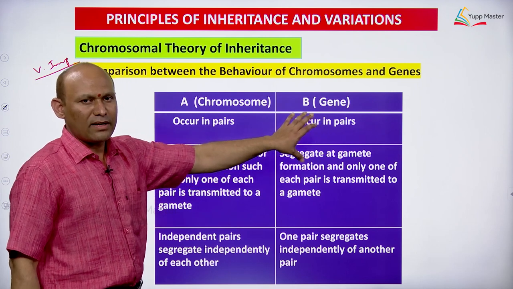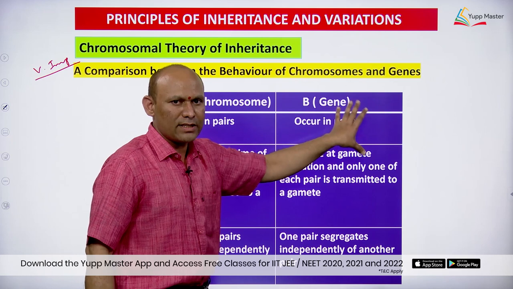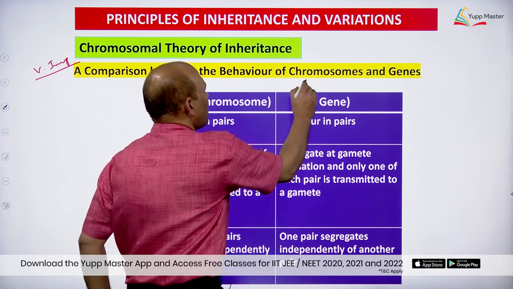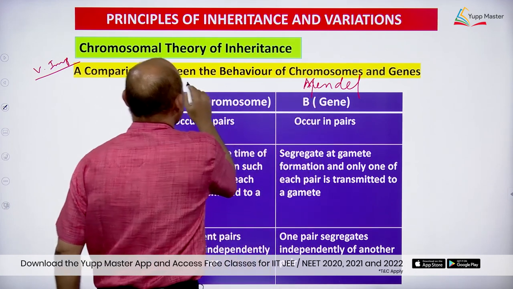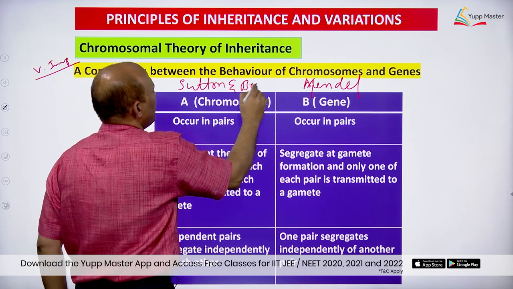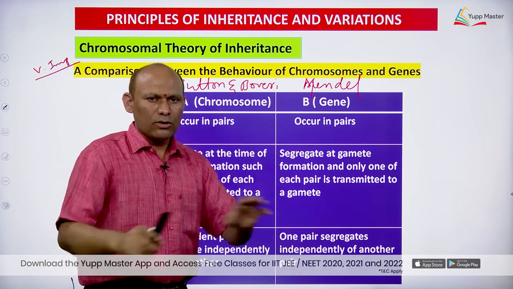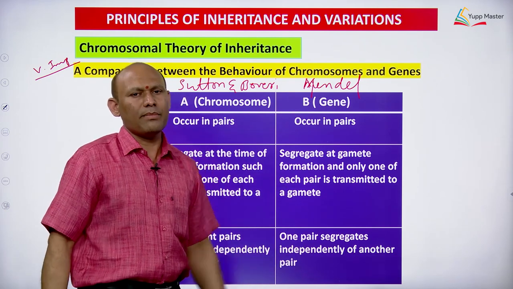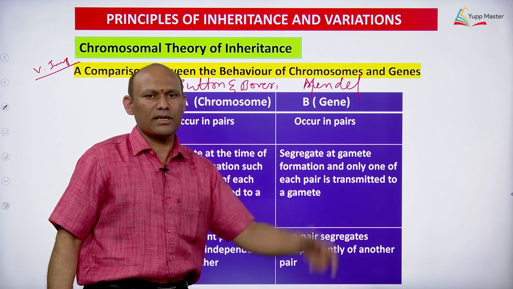So regarding this factor or gene, who spoke about it? Mendel. This is what Mendel has said, dear students, you need to understand. This is what Sutton and Boveri said. You compare them, and the result will be the same, so Mendel's theory is proved. Mendel was 100% correct, dear students.